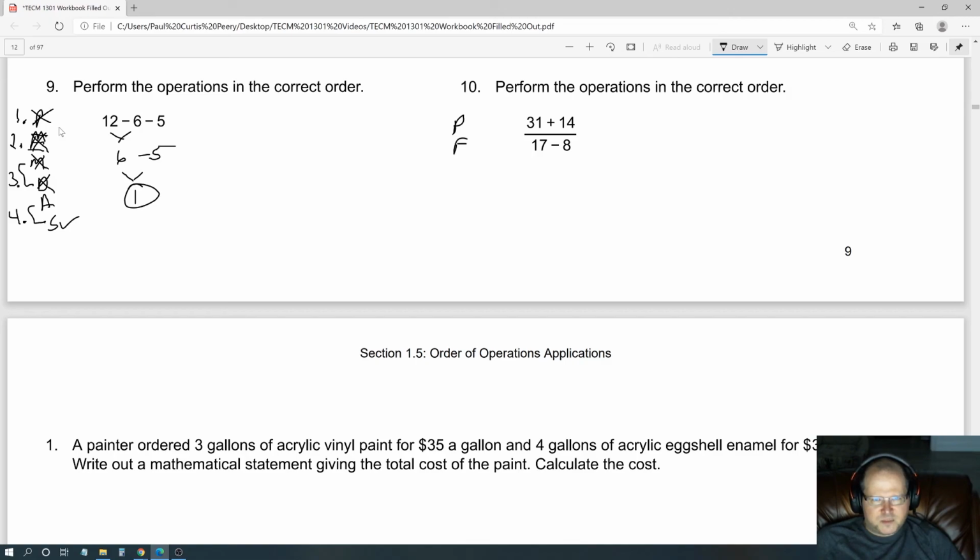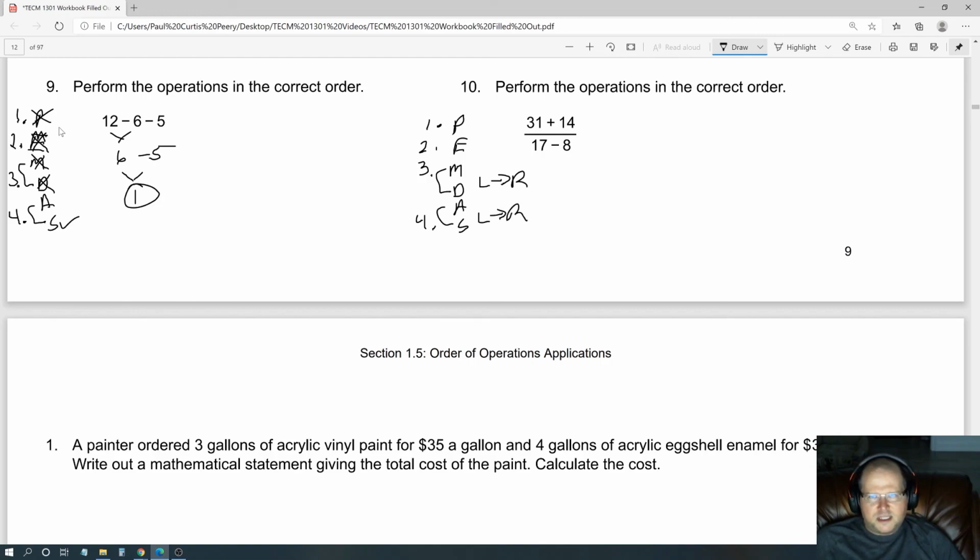Okay, how about this one? This one's a little bit different. Whoops. I was thinking about BEDMAS. Sorry. So PEMDAS. Okay, there are a bunch of different ones. All right, so there's 2, 3, and 4.